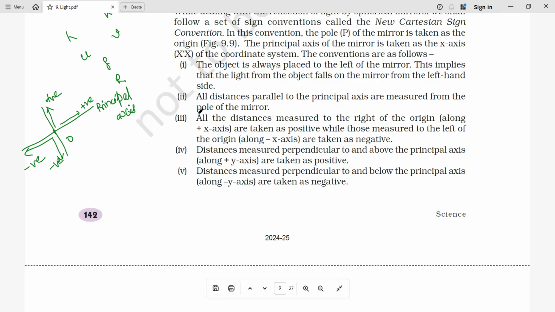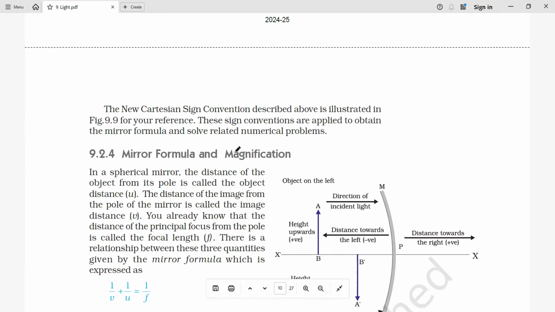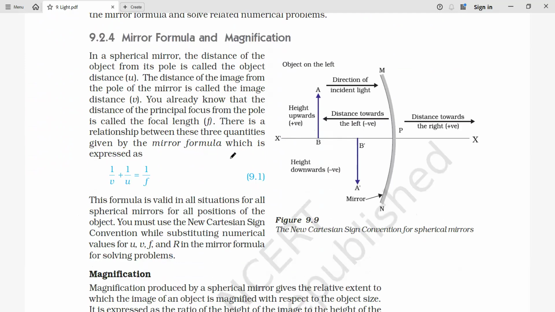Those discussions are written here. Better we can understand it in this diagram. This is the given condition for spherical mirrors. This mirror is a concave mirror, since the reflecting surface is bent inwards. The object will be placed somewhere on the left side, so the object distance will be negative.